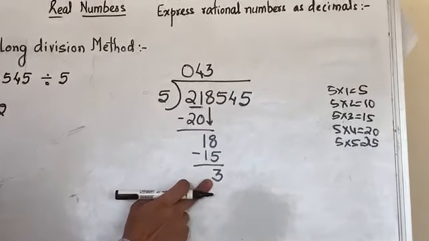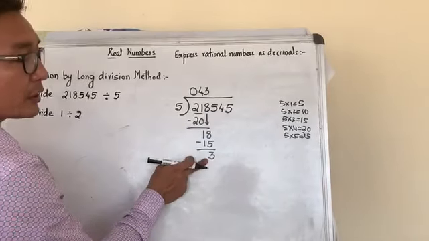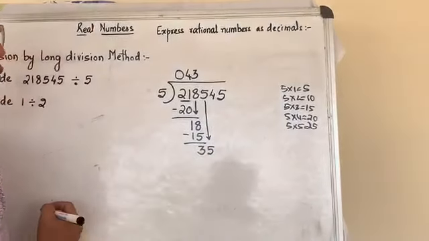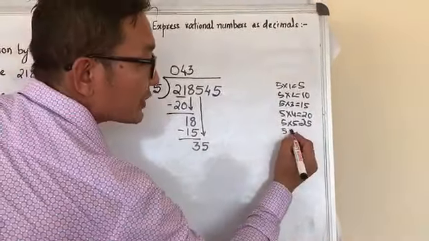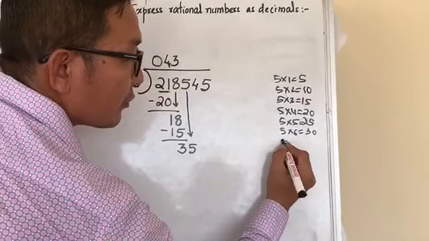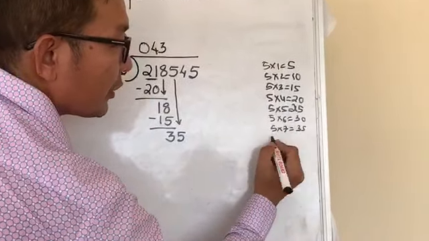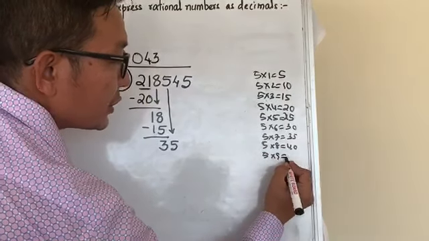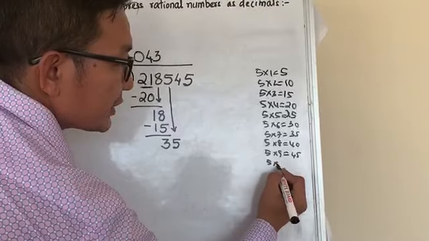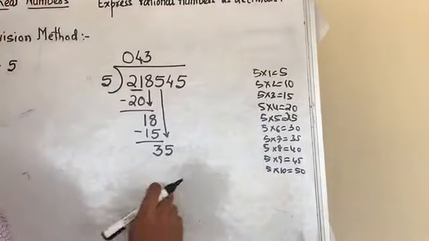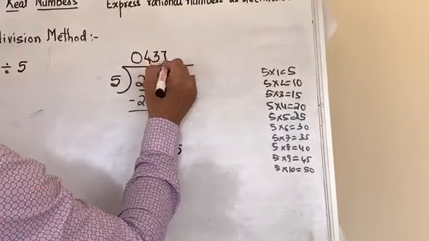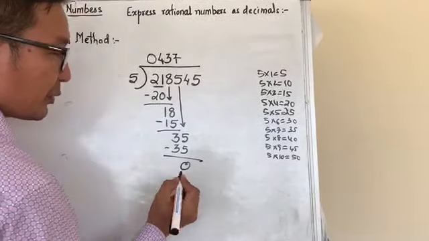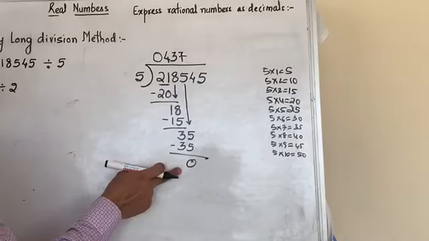So the remainder is 3. Next we need to take down 5, so 5 goes into 35. 5 times 6 is 30, 5 times 7 is 35, 5 times 8 is 40, 5 times 9 is 45, 5 times 10 is 50. In this example, 5 sevens are 35, so the remainder is 0.